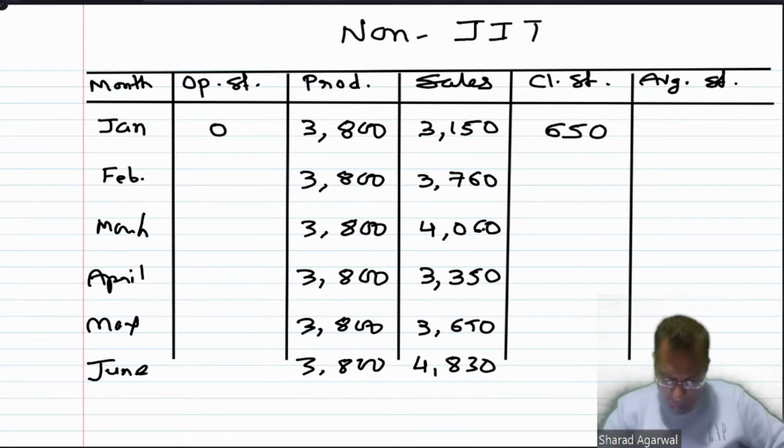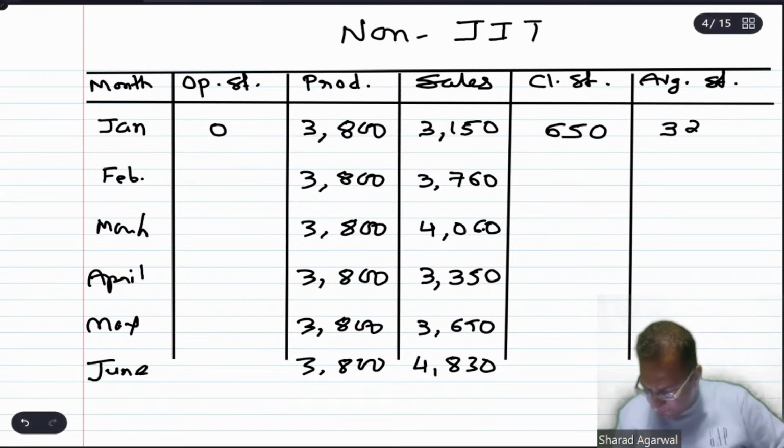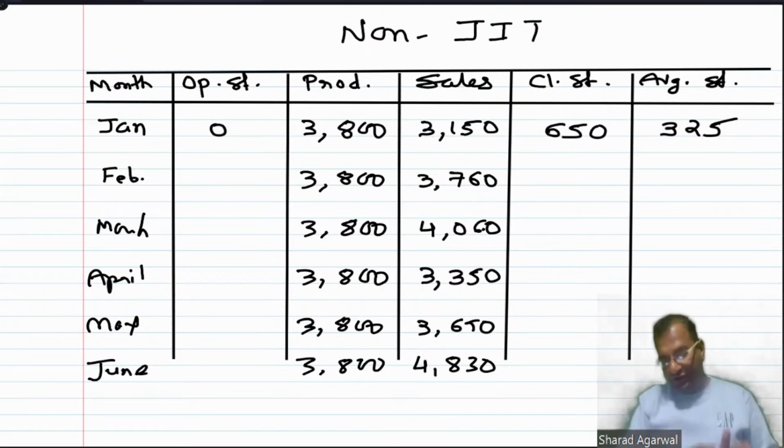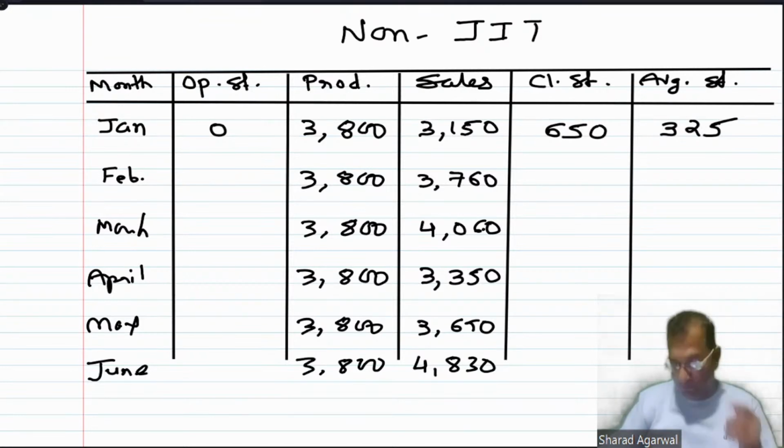Okay, it will be 325. A very, very common mistake. यहाँ पे 325 है. 0 will also be considered as a number. 0 plus 650 divided by 2. Opening stock plus closing stock divided by 2. है ना? चलिए बढ़े आगे. So it will be 325.